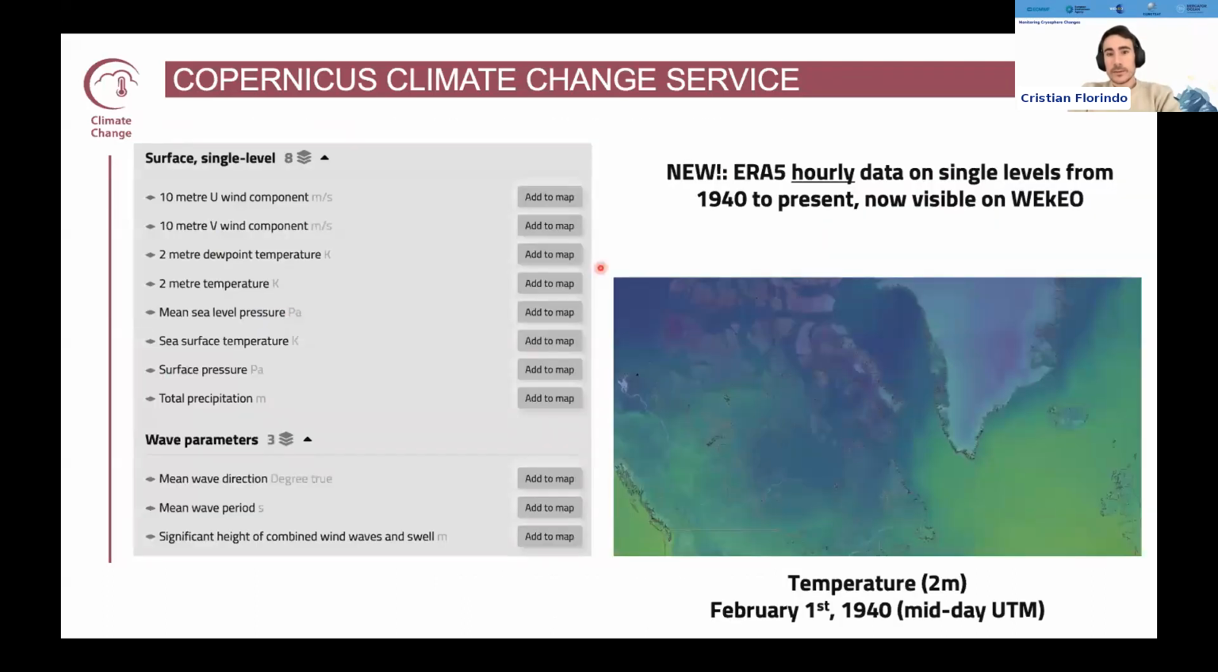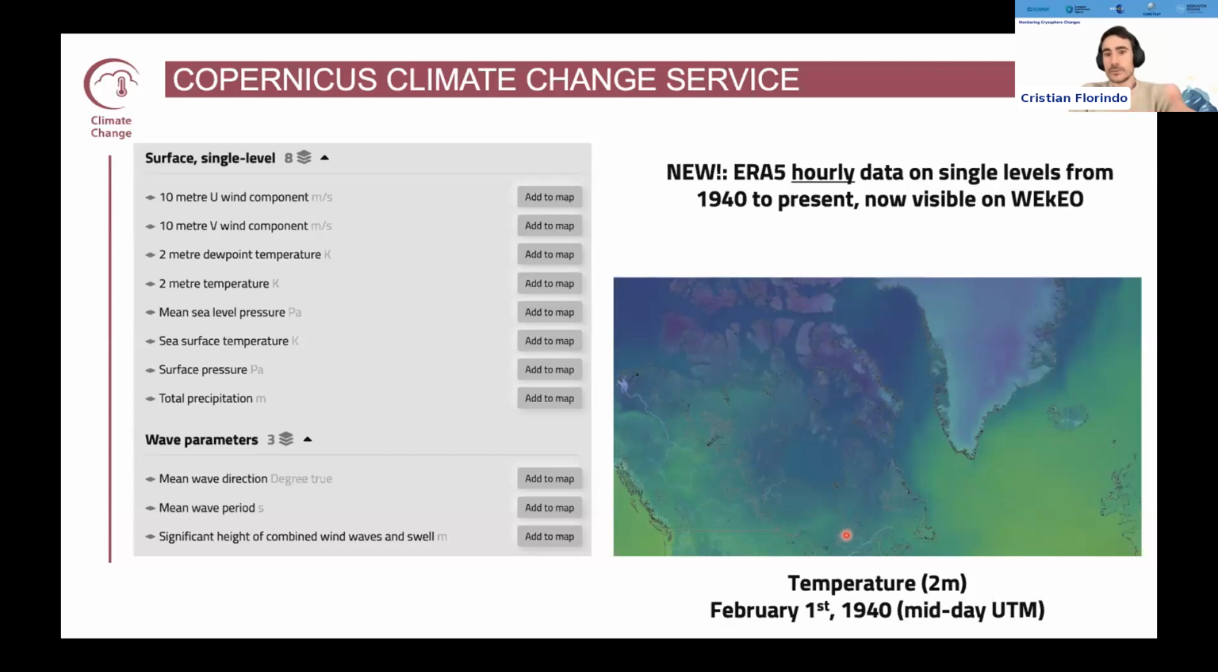Another point that I would like to point out is that this may not be a data set directly related to the cryosphere, but it might be quite important if you want to look at atmospheric variables. The ERA5 hourly data on single levels from 1940 to present is now visible on WEkEO. This is an example of the temperature at 2 meters. And even if it's not a data set directly related to the cryosphere, it has a lot of variables that might be very important for your analysis.